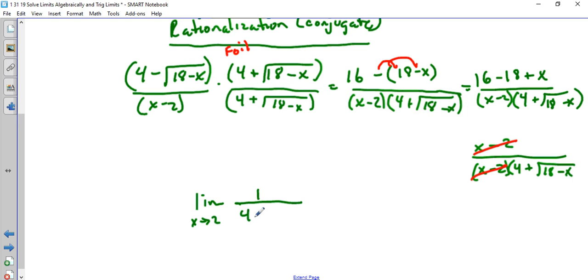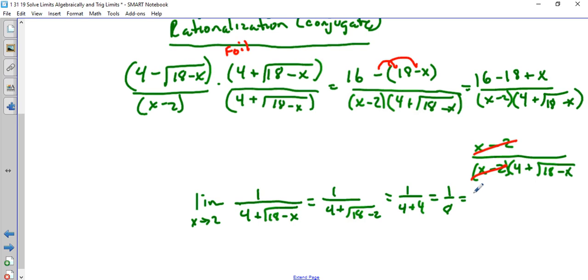And we plug that in. 4 plus the square root of 18 minus x. And what do we have? 1 over 4 plus the square root of 18 minus 2. Well, that's going to be 16. We have 1 over 4 plus 4 then, which is going to be 1/8.